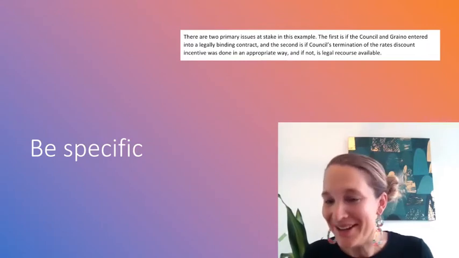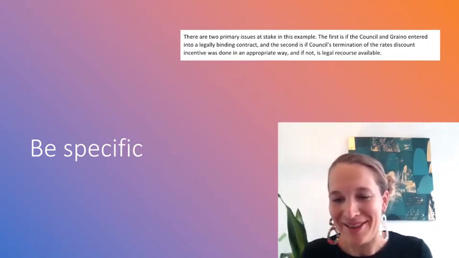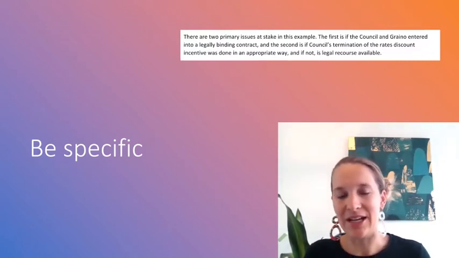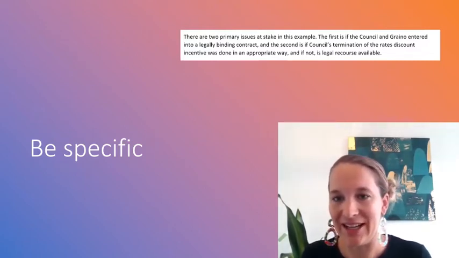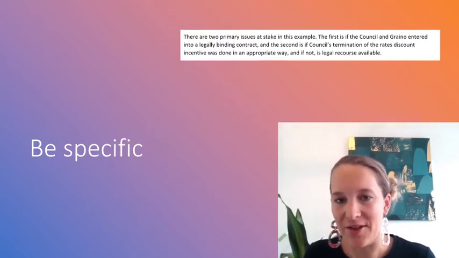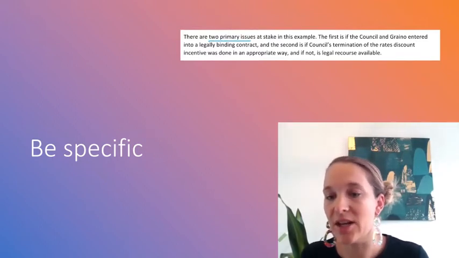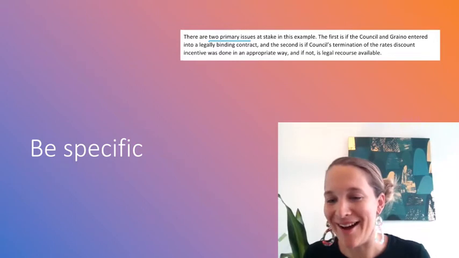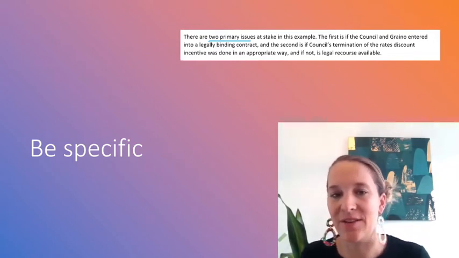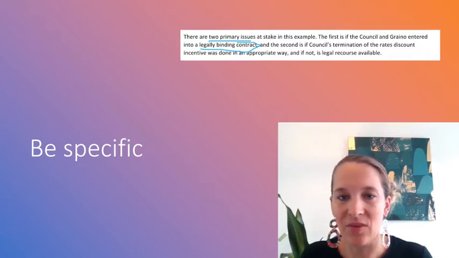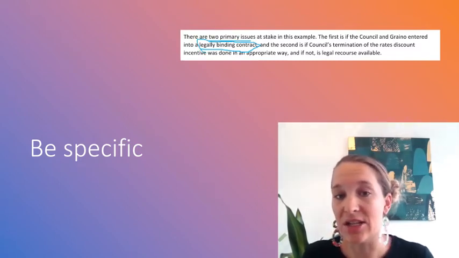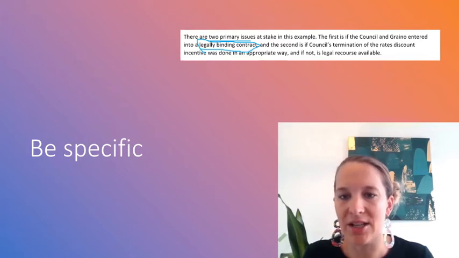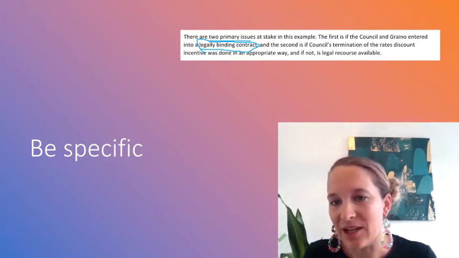Now, the next example gives us another thing that I often see when it comes to issue statements, and that is a lack of specificity. The student here has identified that there are two primary legal issues at stake in this particular problem question. However, when they've talked about what those legal issues are, they haven't been sufficiently specific. So here they've just said, the issue is whether the parties entered into a legally binding contract. The second part of the sentence is a little bit clearer, where they mention something called the termination of the rates discount.